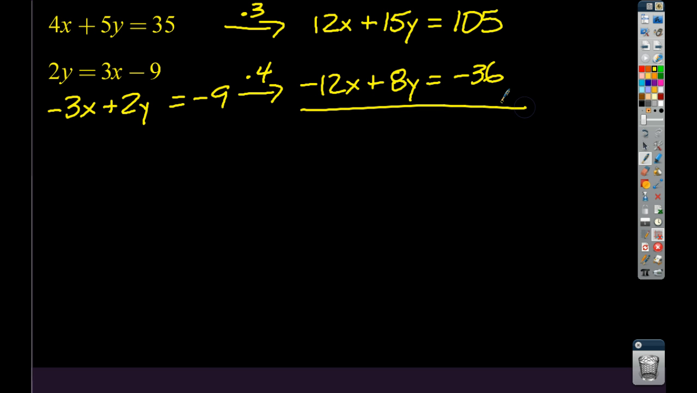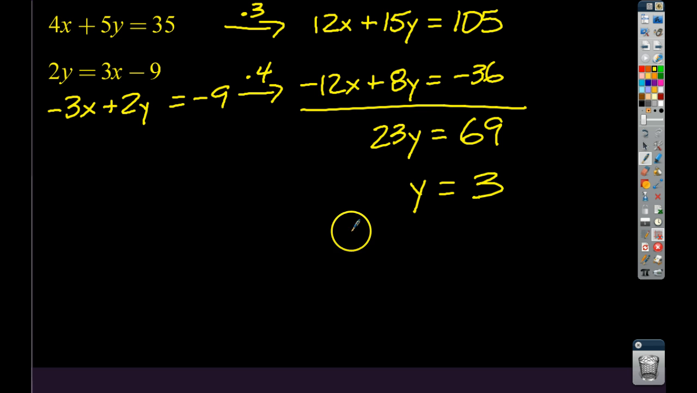Let's add these together, and the x's will be 0, and I get 23y is equal to, what is that? 69, I think. Let's see, 9 plus 6 is 15, 10, yep, that works. Then divide by 23, and that's going to give me 3, so y is equal to 3. Okay, and then we'll plug that back in.